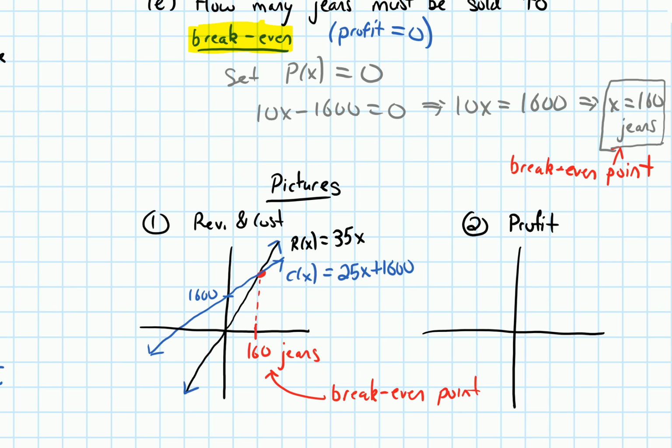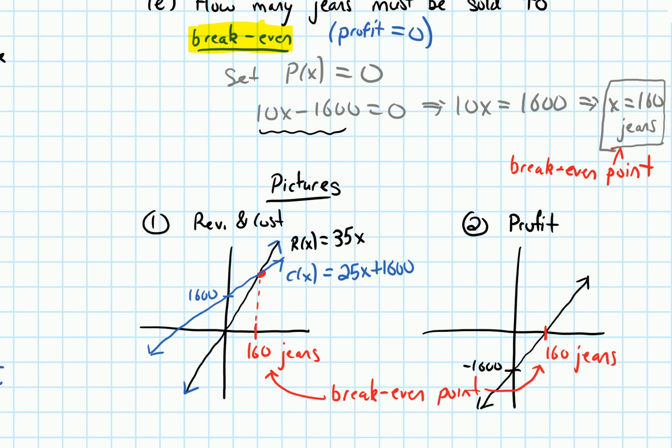Okay, so now I'm drawing a picture of the profit function. The profit function was 10x minus 1600. So if I draw that, the y-intercept is negative 1600, and the slope is positive 10. So it's going upwards. Okay, so that's my line. And in this graph, the break-even point is the point where the profit equals 0. So this is where 160 jeans is. That is my break-even point.